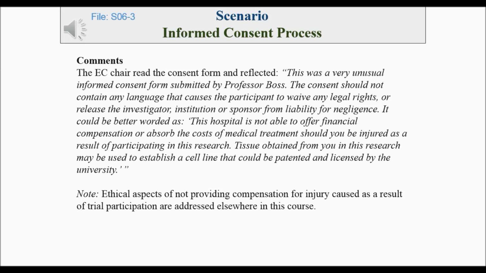It could be better worded as, "This hospital is not able to offer financial compensation or absorb the costs of medical treatment should you be injured as a result of participating in this research. Tissue obtained from you in this research may be used to establish a cell line that could be patented and licensed by the university." Note: ethical aspects of not providing compensation for injury caused as a result of trial participation are addressed elsewhere in this course.